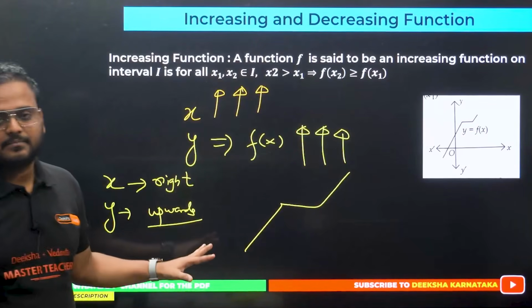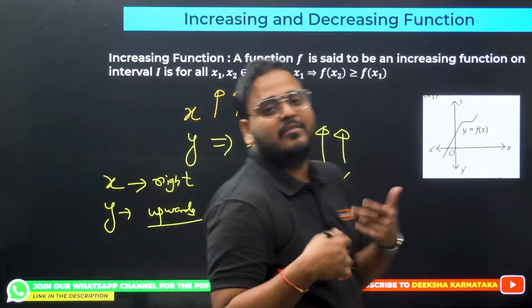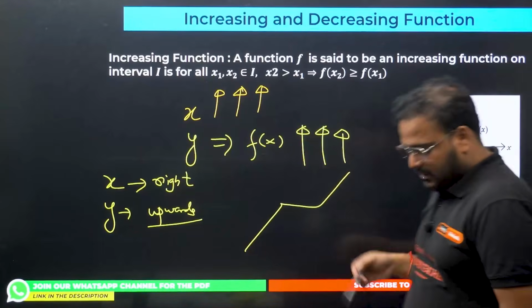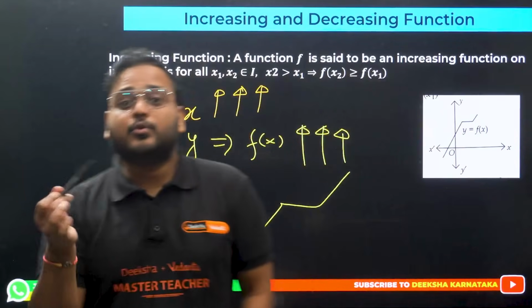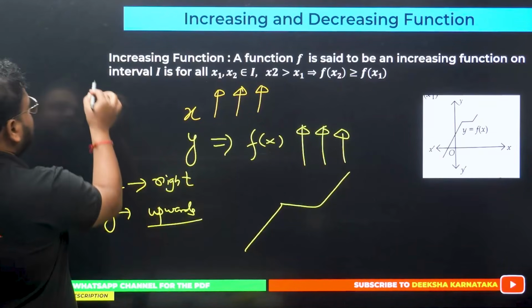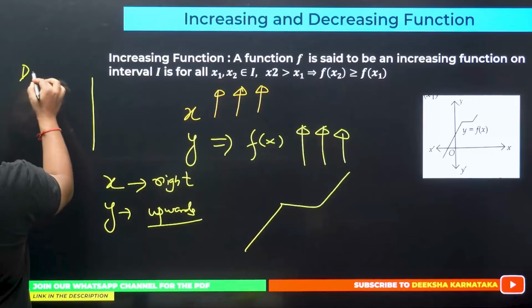As simple as that. So what if the graph is not given to us? Then how can you predict this? Then we have a trend. That is where we use our derivative approach. If you don't have the graph, then we use our derivative approach.